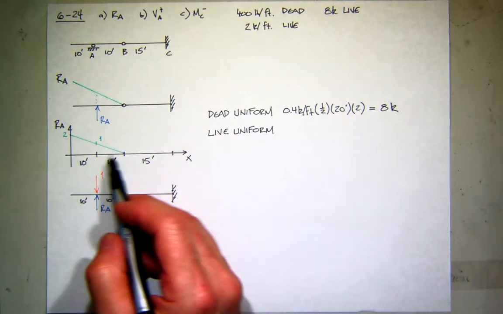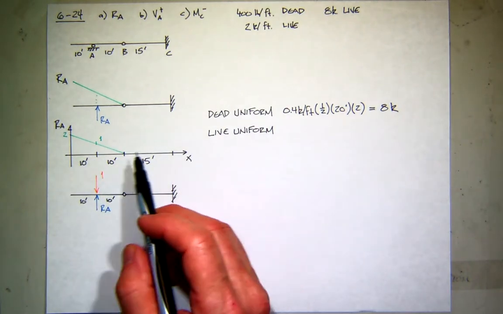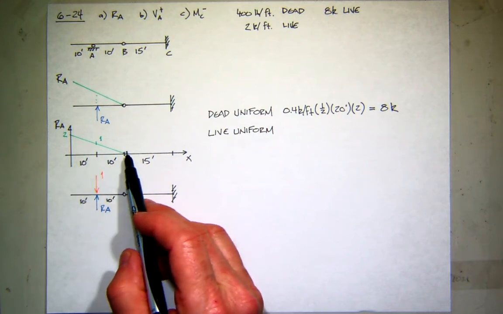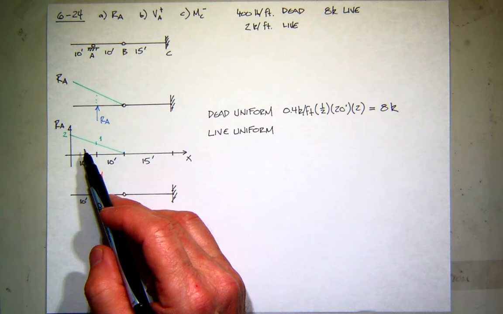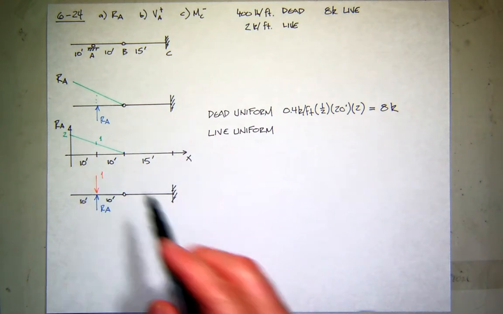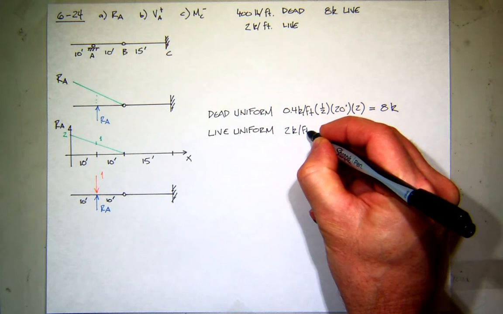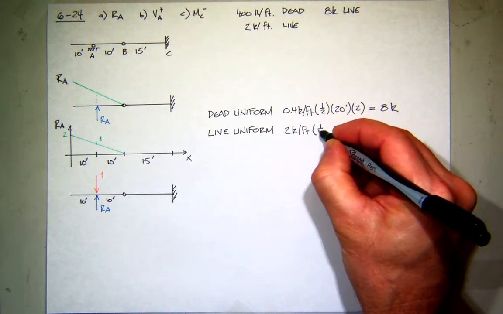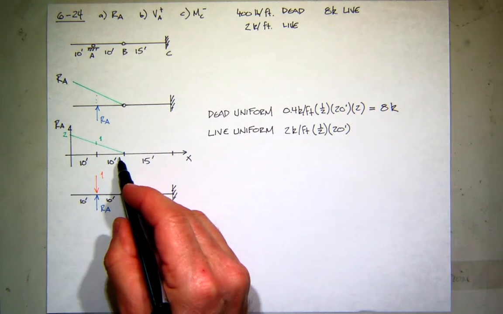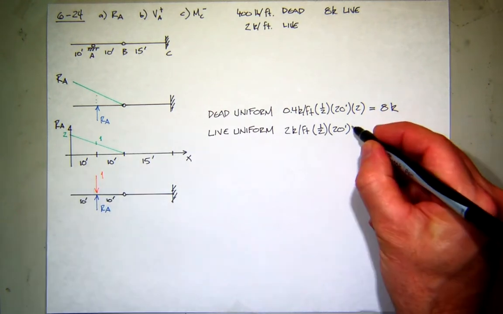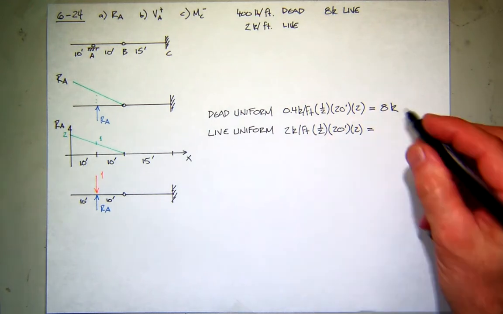Now in this case, where do I put my live load? Do I put it over the whole structure? It really doesn't matter. I definitely need to put it over this area of the beam to get the full effect. In this case, it's the same area. So my live will be 2 kips per foot times the area of the curve, which is again 1/2 base, 20 feet, times height, which is 2. So those cancel, we get 20 times 2, that gives you 40.